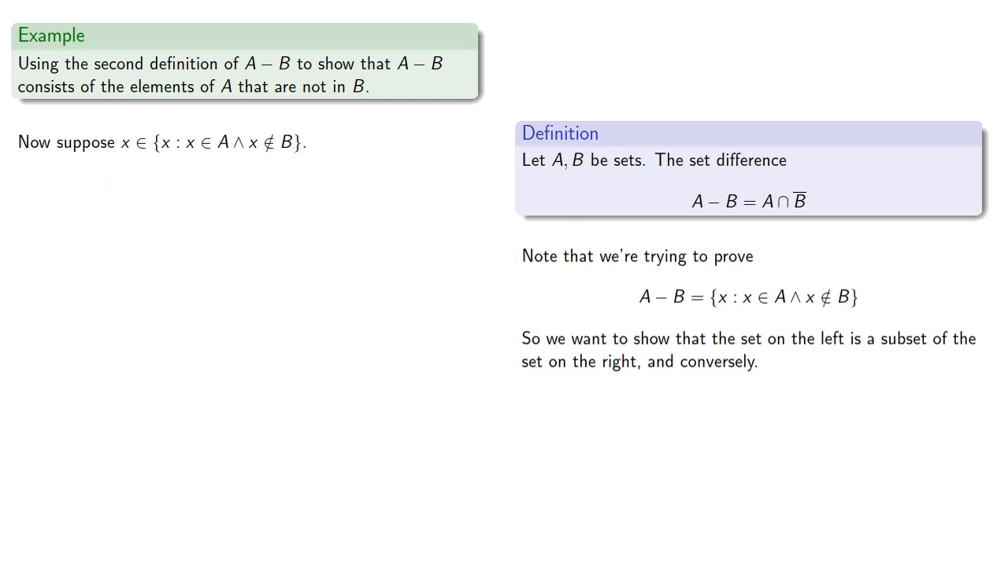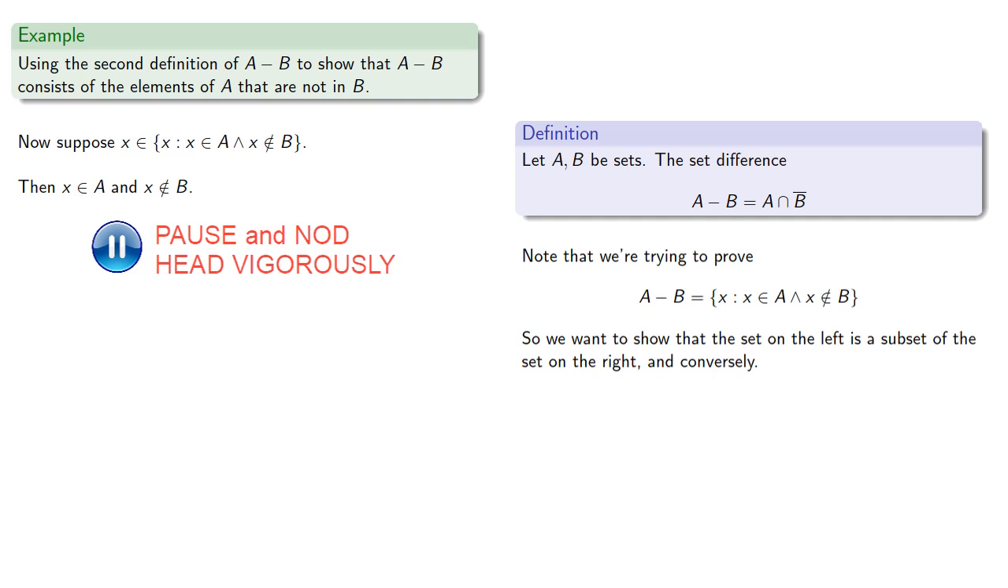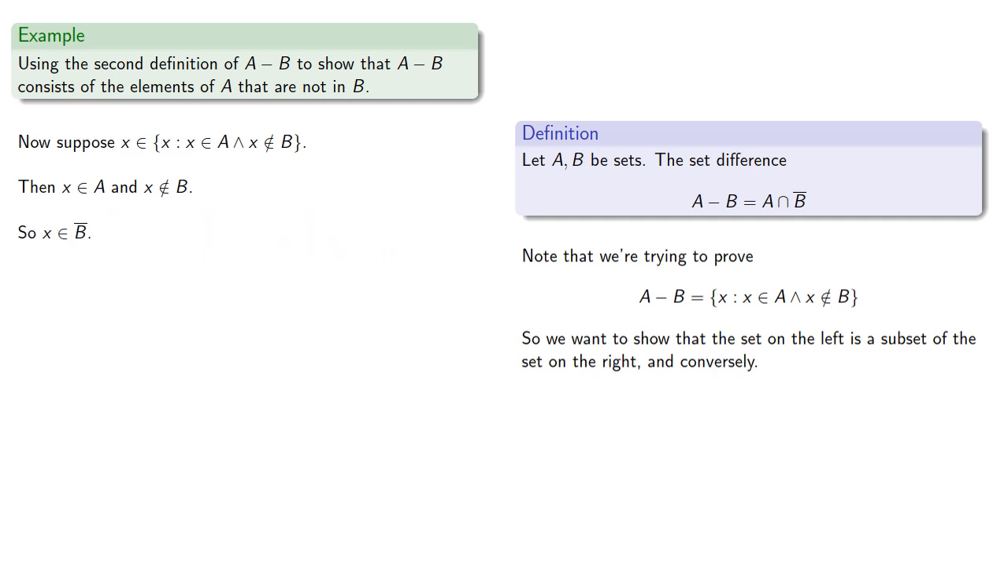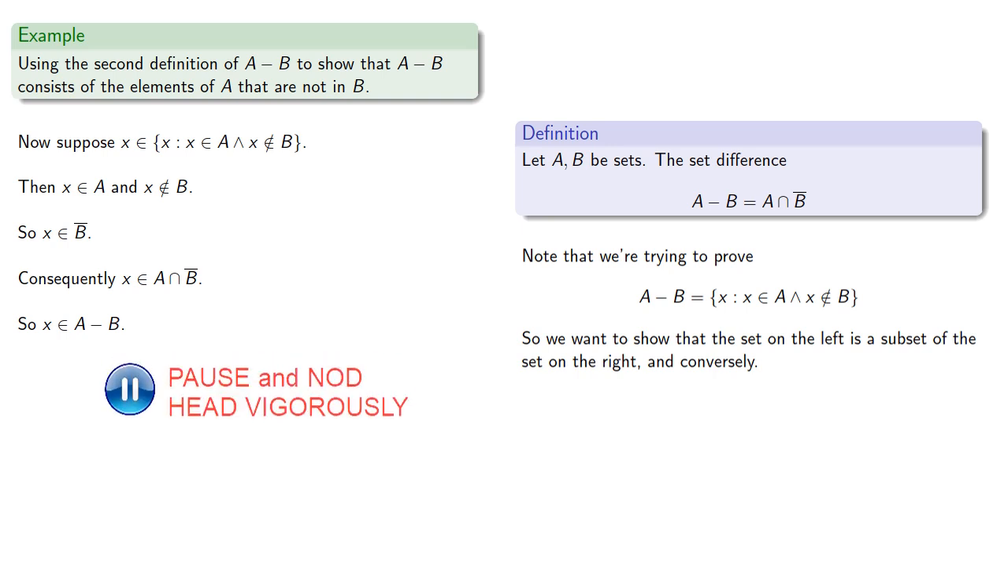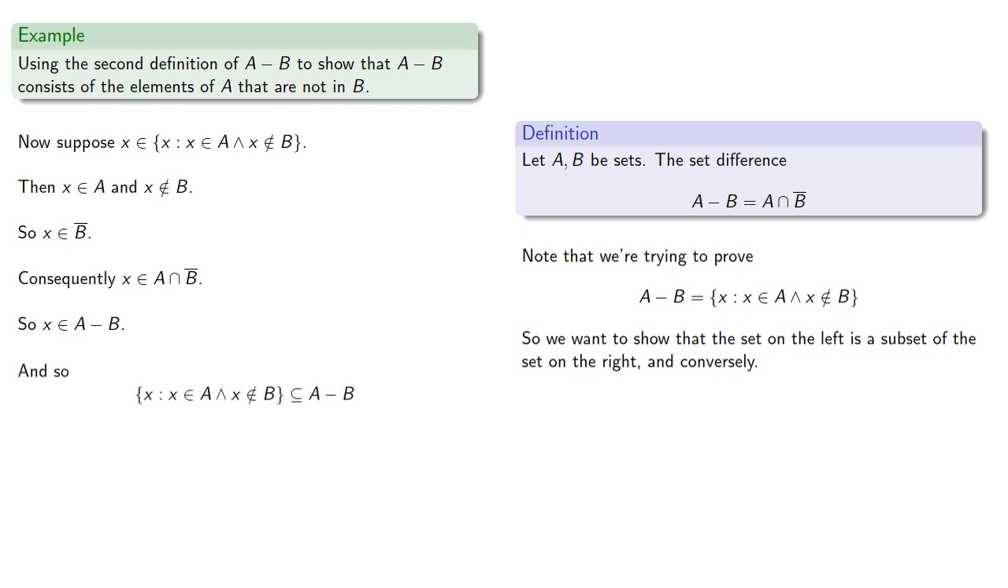Now suppose X is in the right-hand set, then by our definition of what the right-hand set is, X is in A and X is not in B, but that means that X is in B complement. Consequently, X is in the intersection of A and B complement, so by our second definition, X is in the set difference. And so our set is a subset of the set difference, and since the two sets are subsets of each other, they're equal, giving us our theorem.